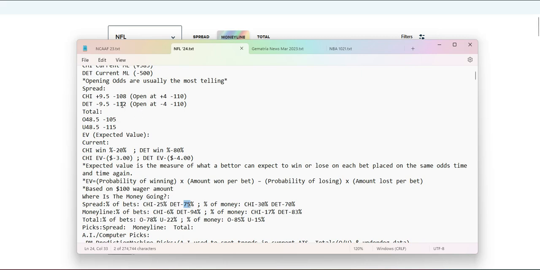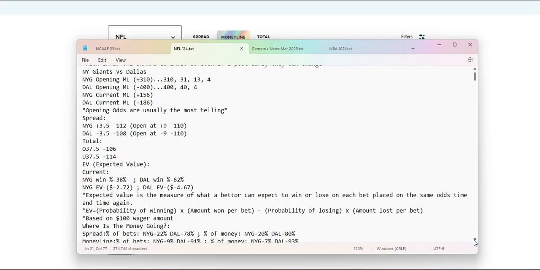And in connection with the minus 108, minus 112, the minus 112 is usually a sweet spot. But not always, because of course, money line determines spreads, especially when it comes to underdogs. So just keep that in mind. Let's go on to the next one.